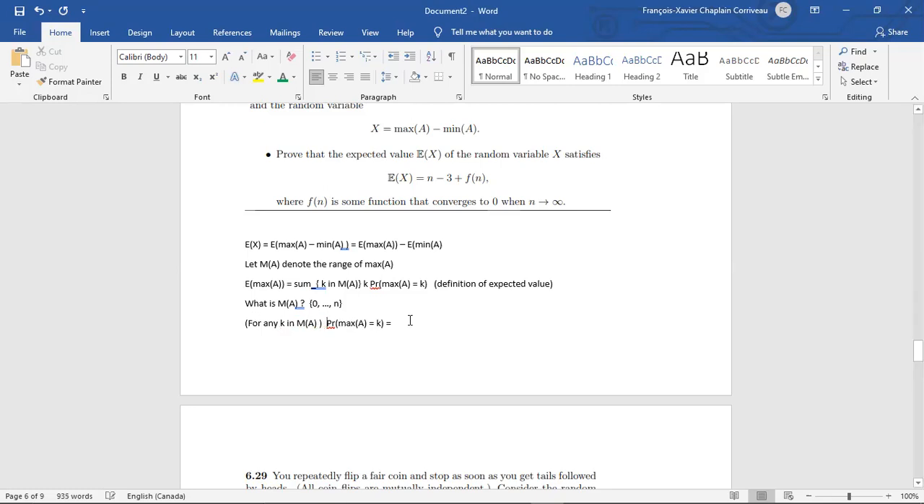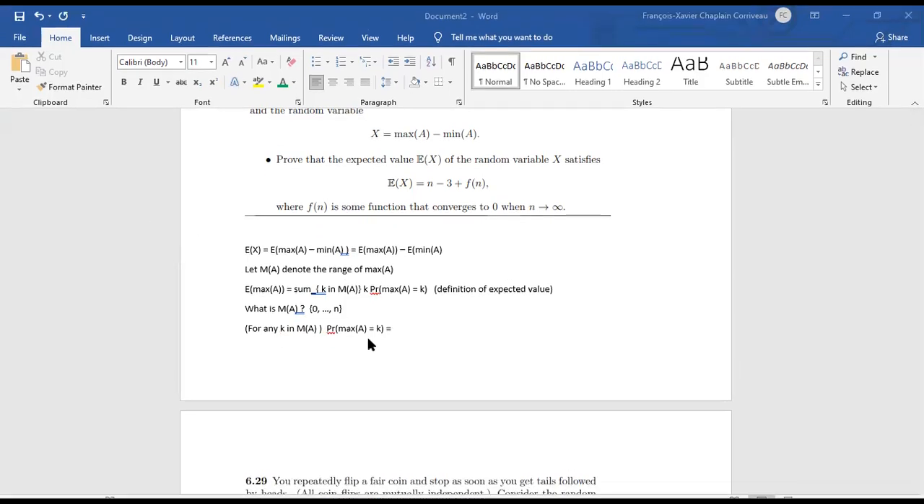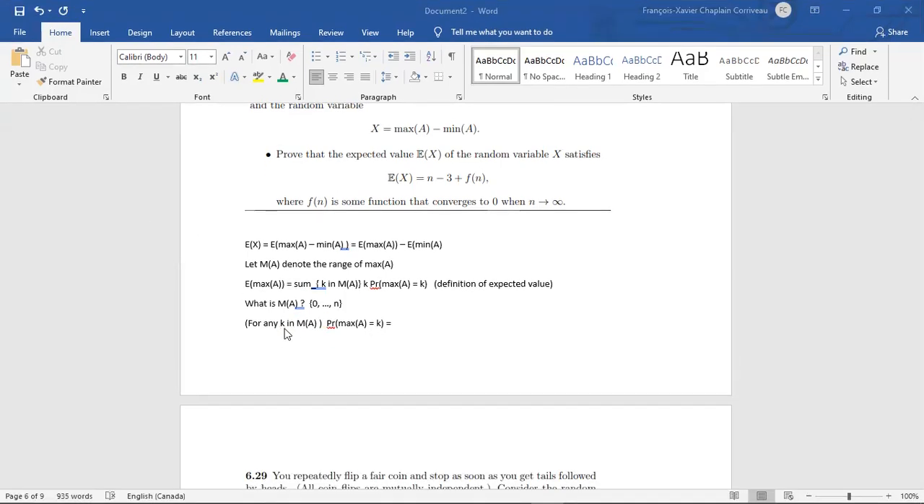Again, why am I doing it this way? Because you don't want to give a pattern argument. You don't want to say, well, the probability that max A is equal to 0 is this value, the probability that max A is equal to 1 is this, and then derive that the probability of max A equal to k is something. You want to learn how to argue this regardless of the values of k. It's not a formal proof. Patterns help, but they don't serve as proof.